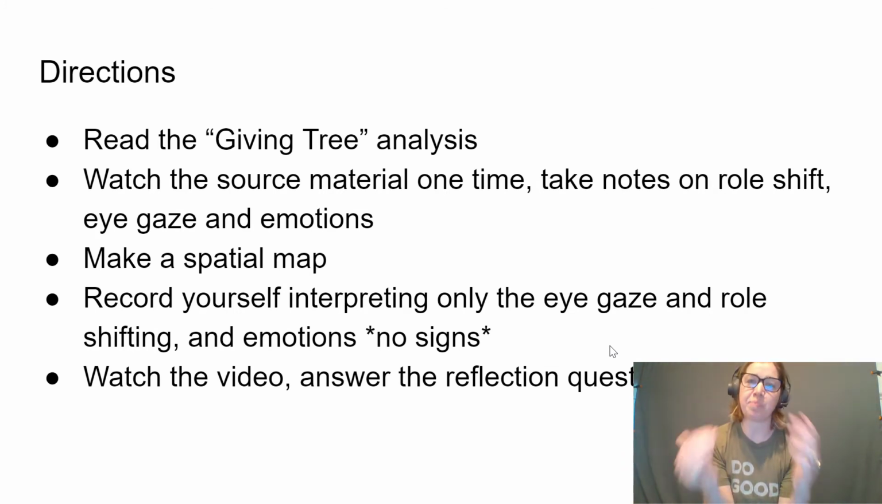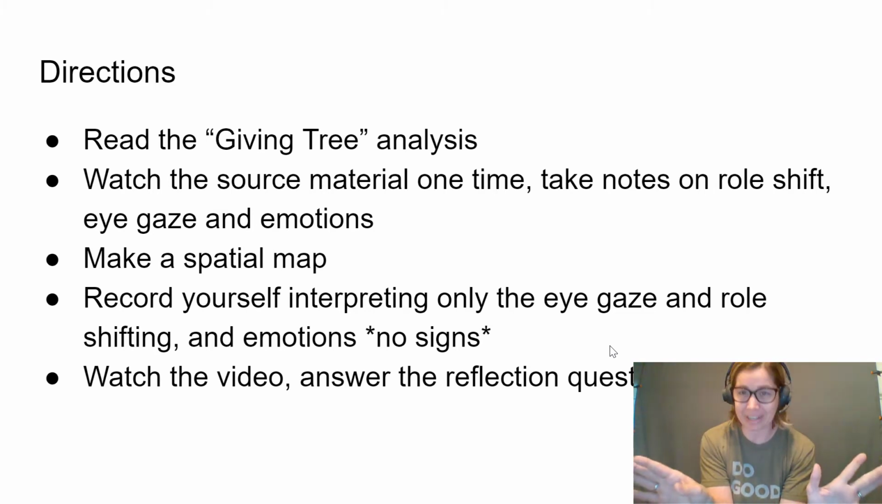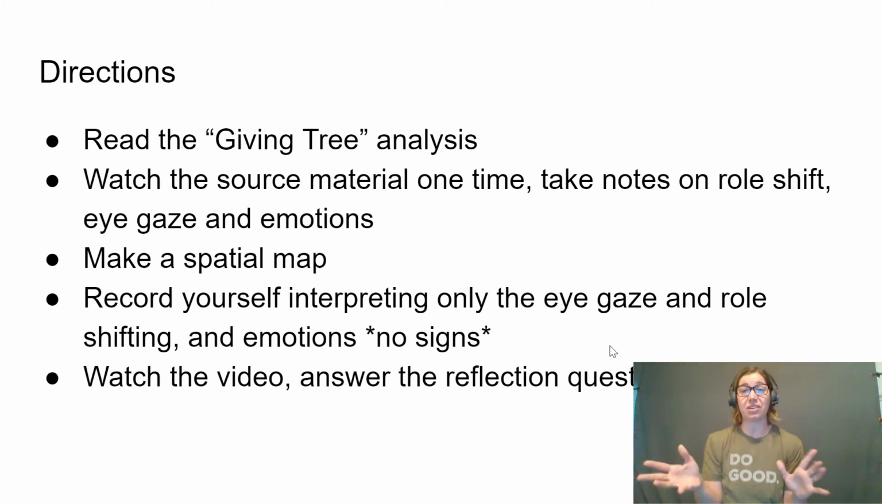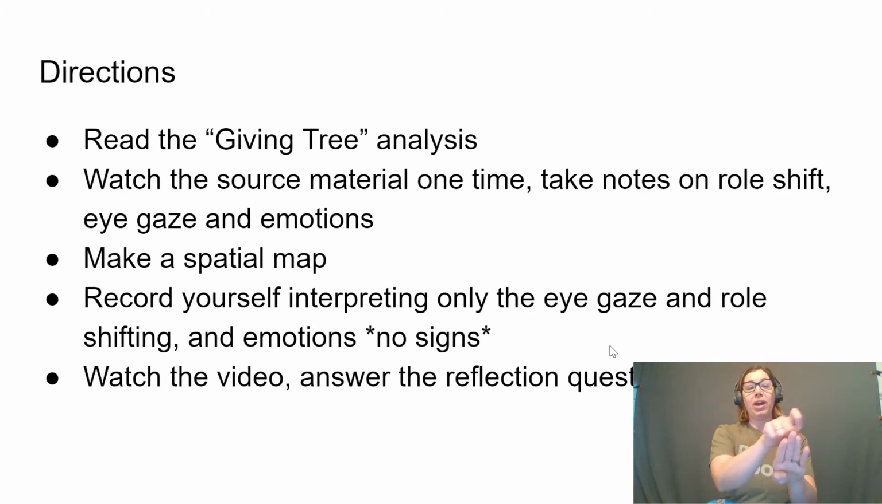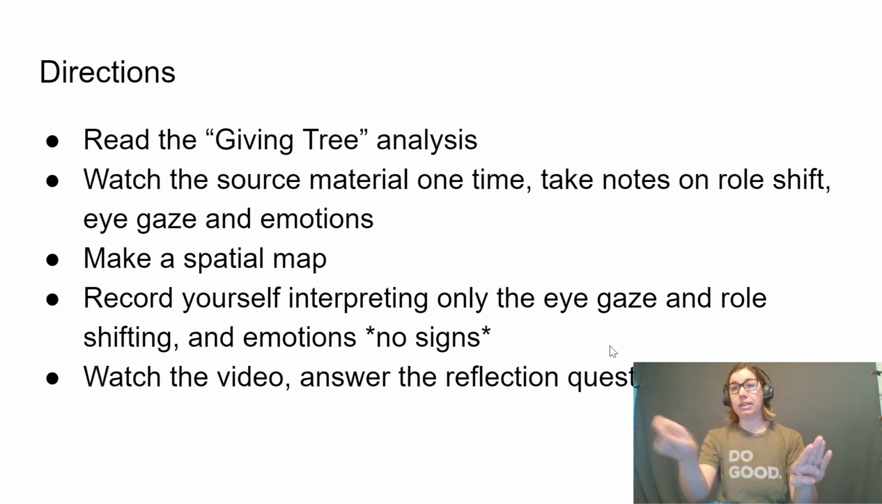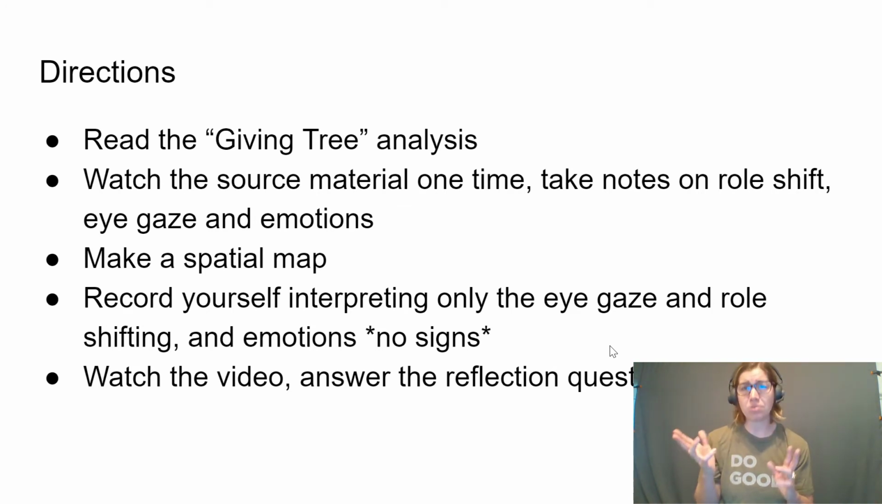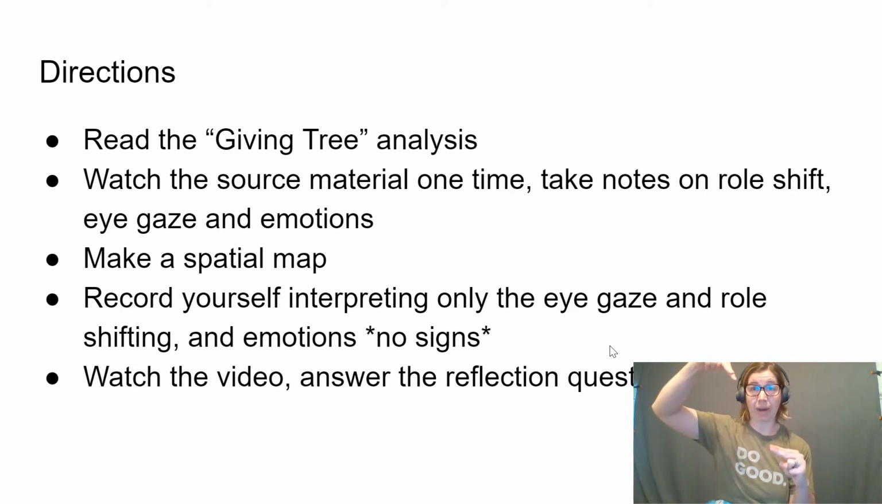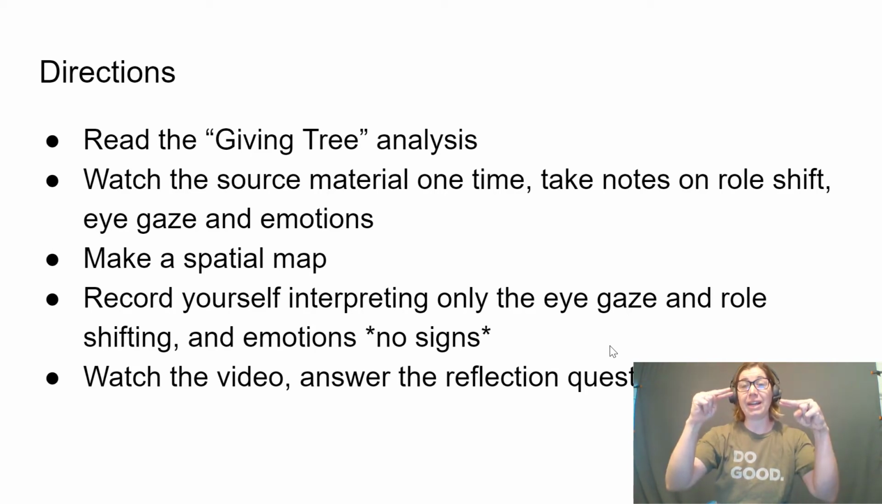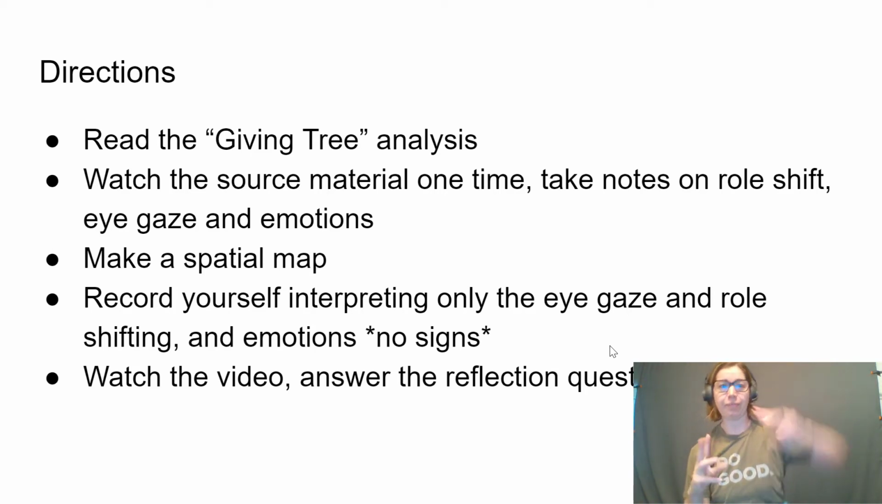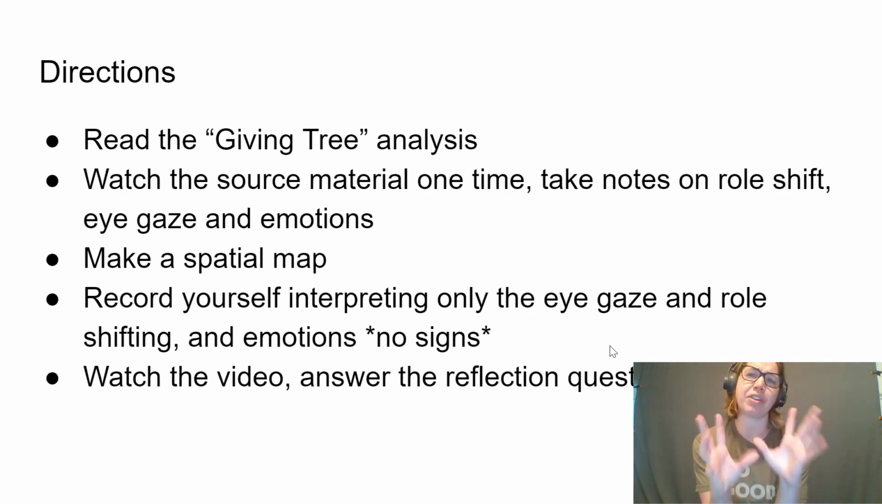And I want you to make a spatial map. So I have an example of a spatial map here, but I want you to make whatever it is you want to make, however it makes sense to you. So for example, on my spatial map, I might say, boy looks right, tree looks left. Round one, because this story moves in rounds. Again, the boy changes, his height and his age changes. So for round one, it might look like this. For round two, maybe like this. For round three, for round four, for round five. So make a spatial map however that makes sense to you.